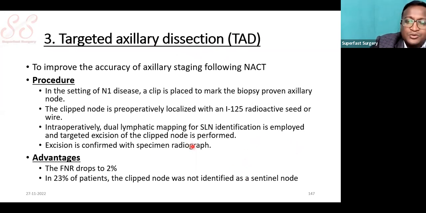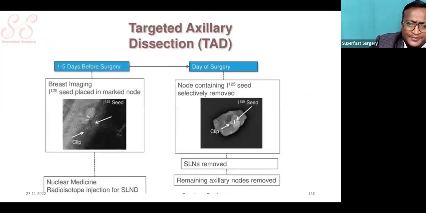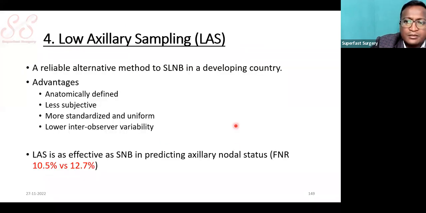This is done, number one, to decrease the false negativity rate, and number two, to identify the node which was positive before neoadjuvant chemotherapy. So this is how we do the procedure. It may be boring to you, but if you have any doubt, I will tell you in the next class.